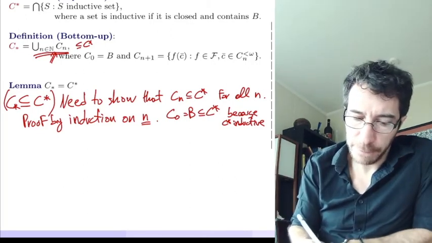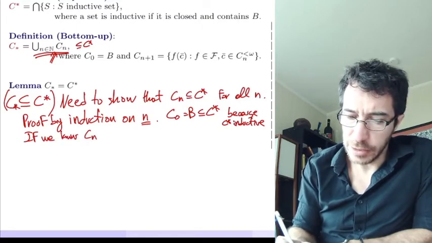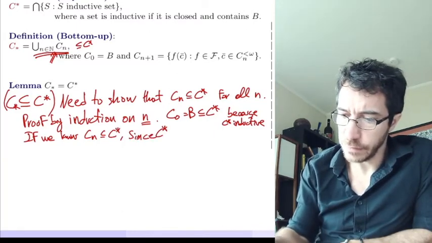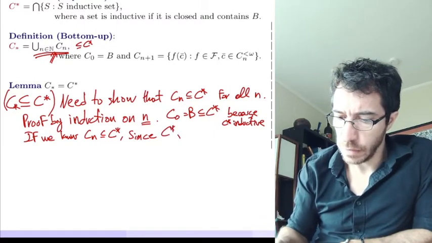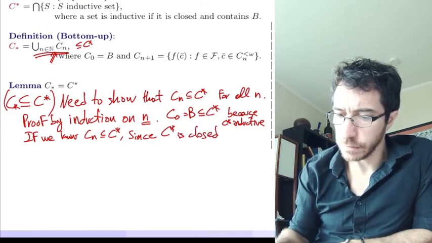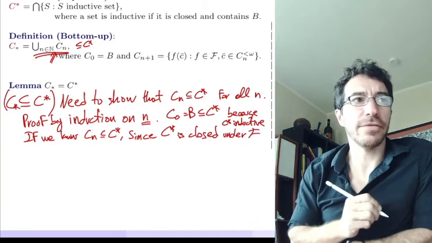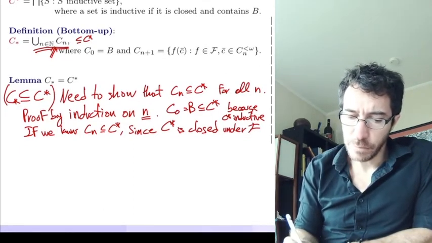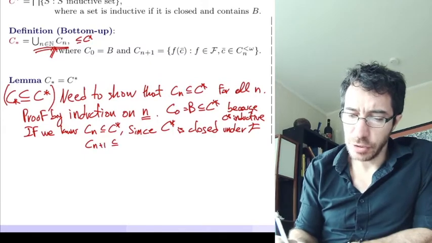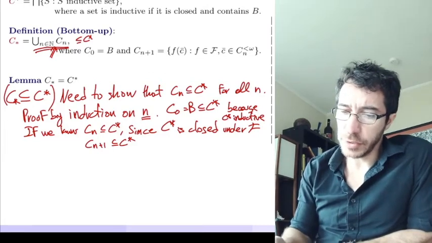And then if we know that Cn is included in C star, since C star is closed under the functions, all the functions in capital F, when you apply the functions to all the guys in Cn, we get that Cn plus 1 is also included in C star, right? Because when we apply the functions, we stay inside. So that's what we need to show.